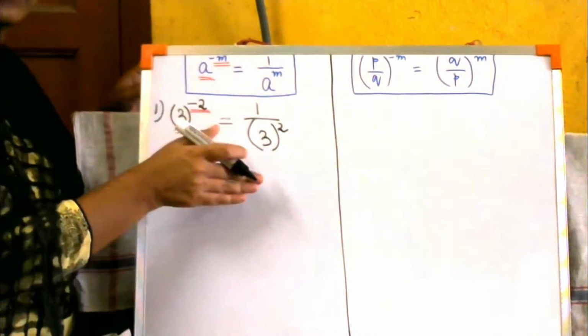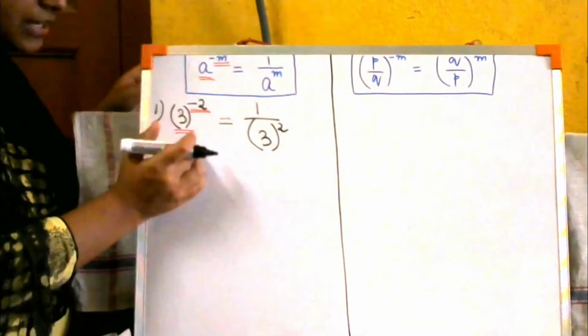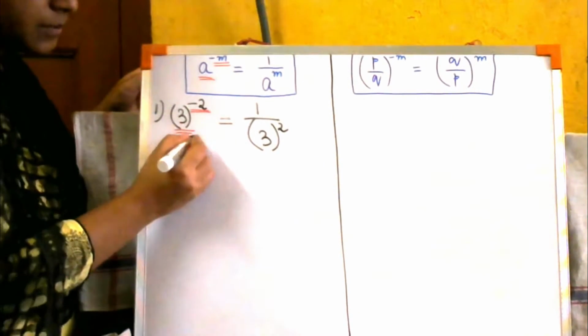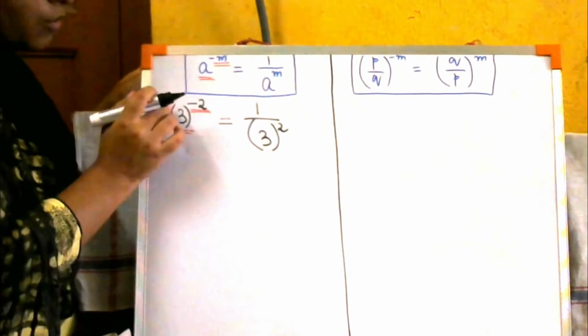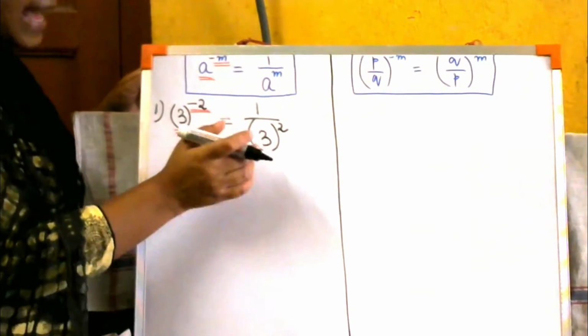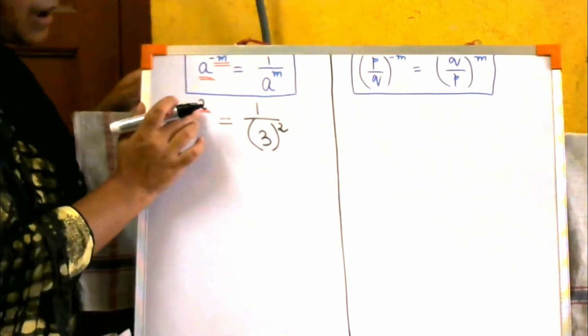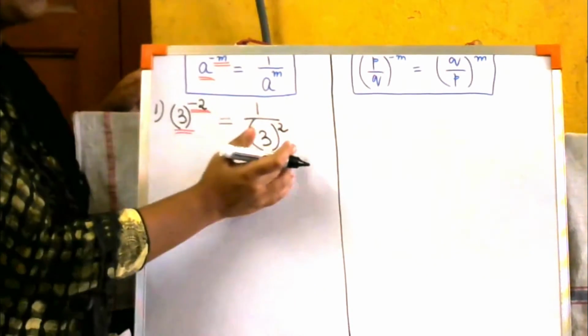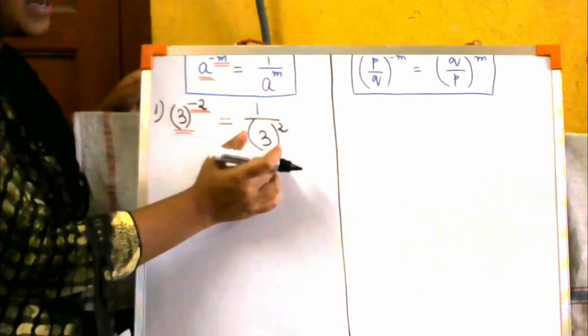Inverse means to flip it. 1 by 3. Over here it was 3 by 1. Nothing remains below, that means here there is 1. So 3 by 1, we are just inverting it. We are making it 1 by 3. And when we invert it, the power which was negative in sign will become positive over here. So 1 by 3 square.